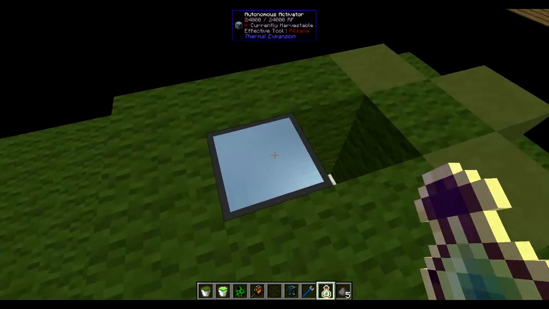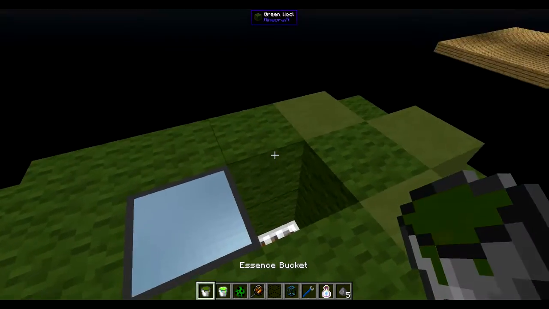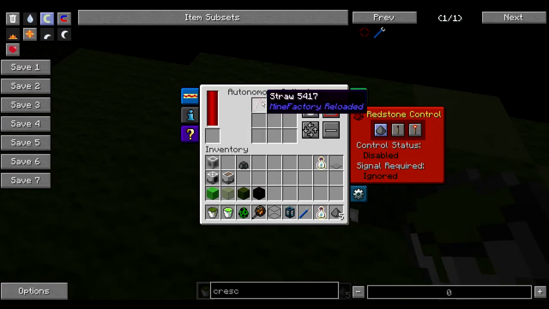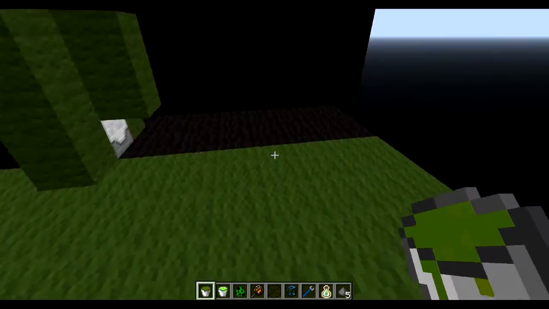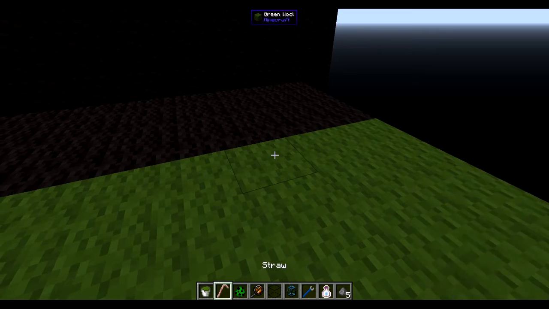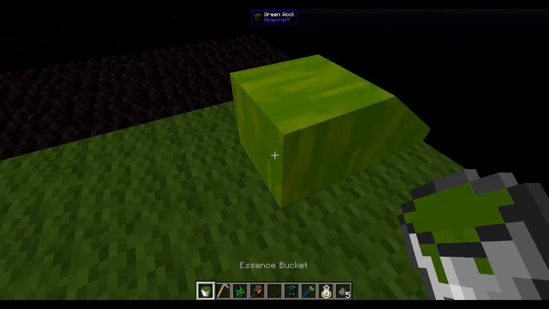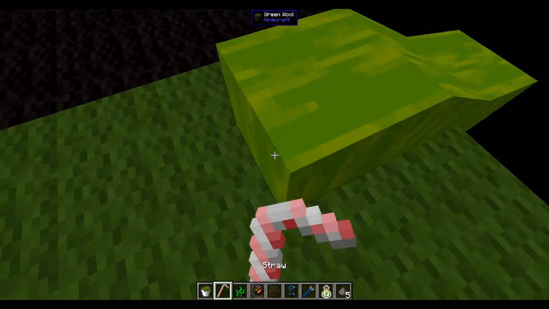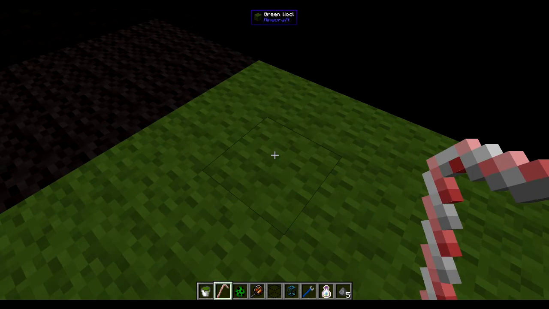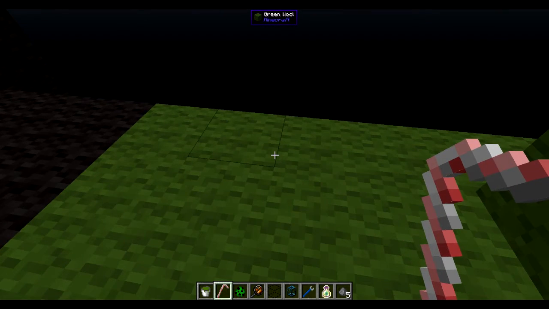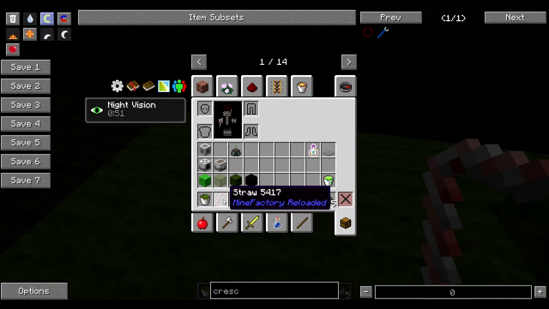You can also do it another way. If you take an essence bucket and you take a straw, and you want to have the XP on your person for maybe some vanilla enchanting, you can drink this. You can drink many other liquids, and the straw needs several videos on its own because it's an amazing tool from Minefactory Reloaded. The crafting recipe is really just plastic.